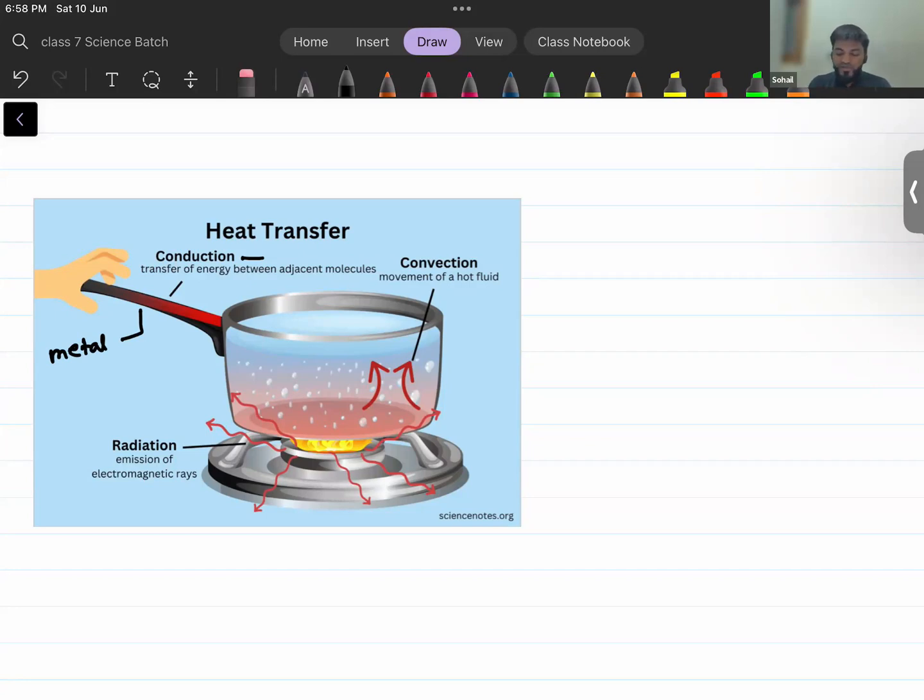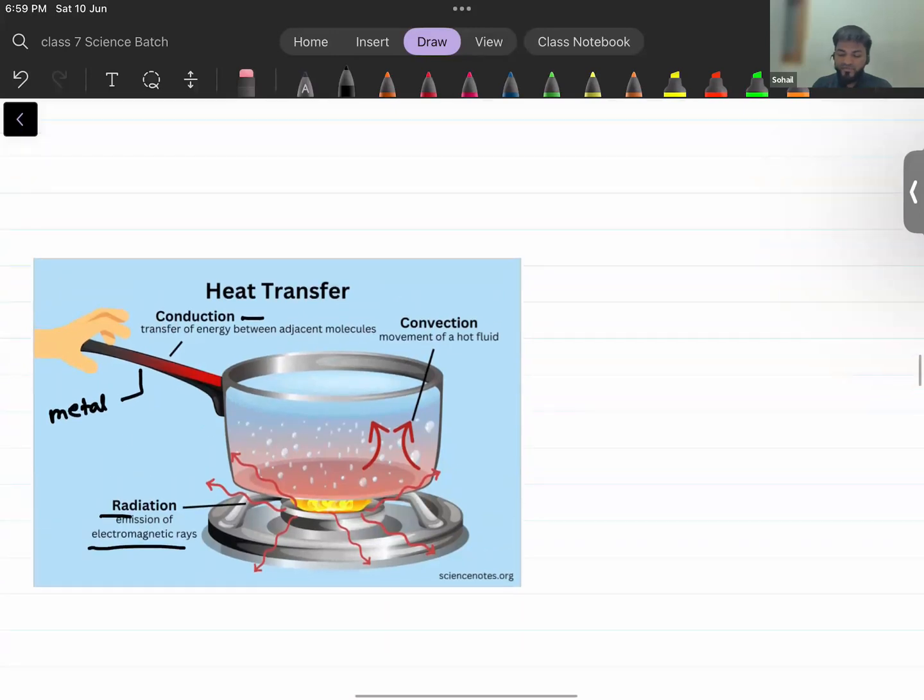Now come to the liquid material which is being boiled here. You see, a convection current is being generated in this. And due to convection, all of the liquid medium is getting hot here. When we come to convection, we will discuss that as well. And see here, via radiation, there is emission of electromagnetic rays. That is responsible for radiation here. So all three things can be experienced here.